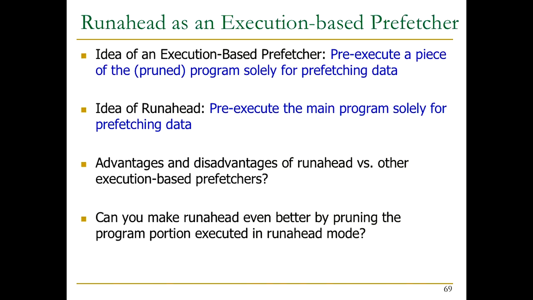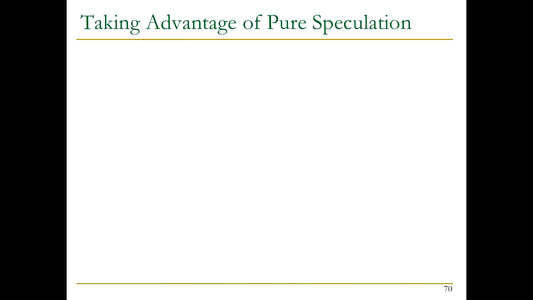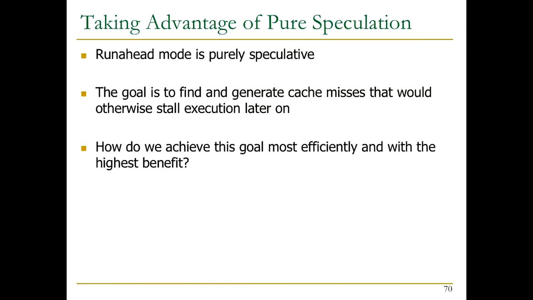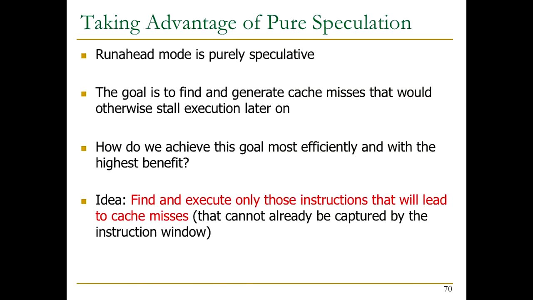Okay, so one question is, can you make runahead even better by pruning the program portion you execute in runahead mode? That remains to be seen. Okay, I had this slide before also. Basically, it's not just the runahead mode, but this thread construction is purely speculative, right? The goal is to find and generate cache misses that would otherwise stall execution later on. Then the question is, how do we achieve this goal most efficiently and with the highest benefit? So when you construct these threads, you really need to find and execute only those instructions that lead to cache misses, if you're doing it for prefetching. How is always a question.